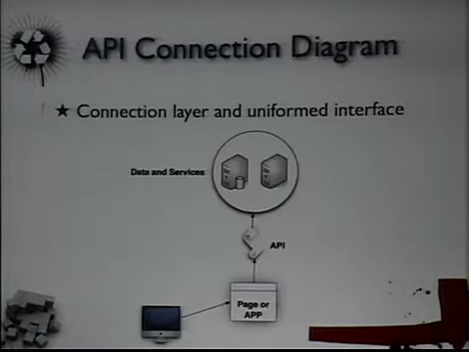taken seriously. Here's a simple diagram of an API: it provides a content layer and delivery method for services and data on the back end. It's a uniform interface where you make calls and hopefully get what you want.